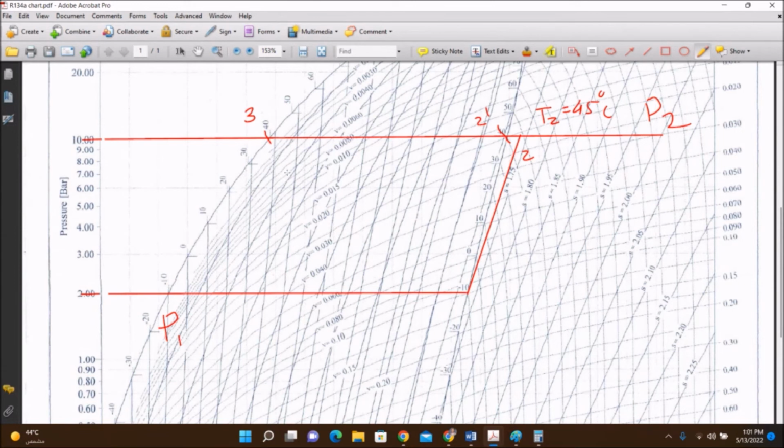And then this liquid is expanded isenthalpically, which means a vertical line, H is equal to constant. H is equal to constant. So I will draw the vertical line.